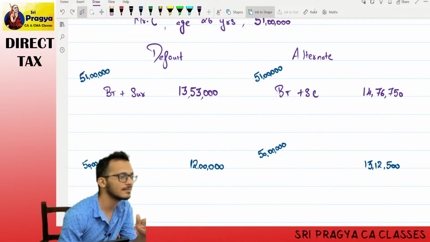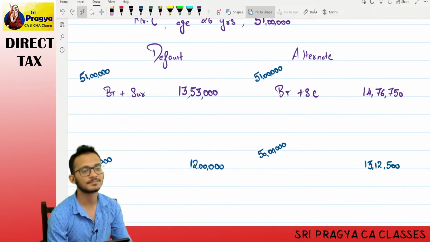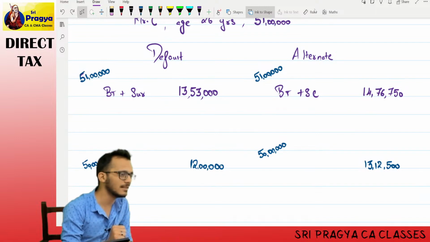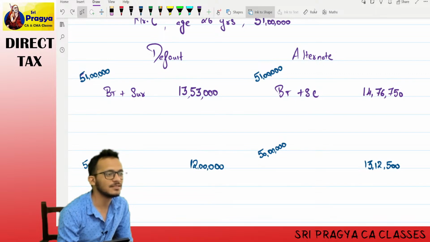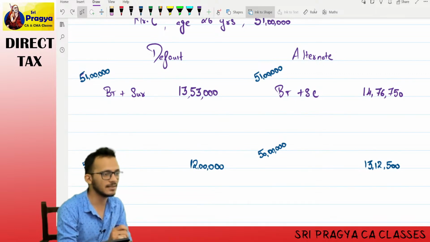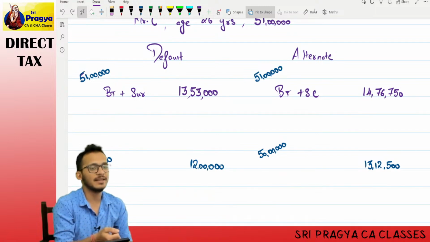Notice this very carefully. What is happening? How much is your extra income? How much is your extra tax? 1,53,000. Which means for earning that extra 1 lakh, I am paying the government 1 lakh 53 thousand.